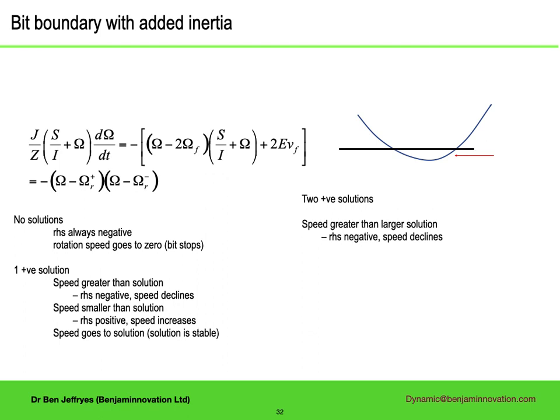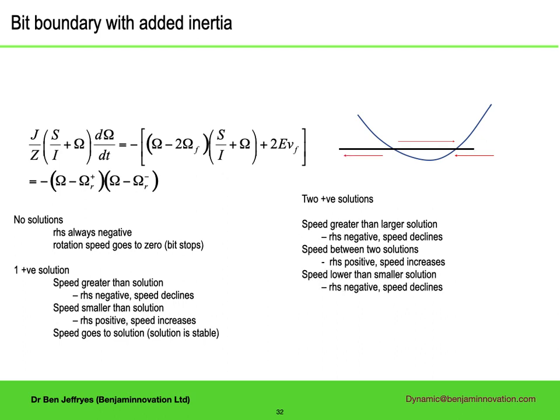If there are two positive solutions again, if the initial speed is greater than the larger solution, the speed declines. And if it is between the two solutions, then it increases, so the upper solution is stable. However, if it is below the lower solution, the speed decreases again, reducing to 0. So the upper solution is stable, the lower one unstable. If the initial speed is between the two, then it accelerates to the upper solution. If it is below the lower solution, then it slows to a halt.